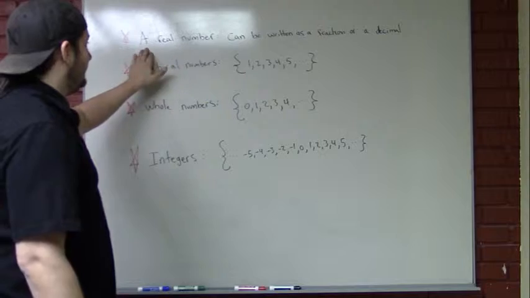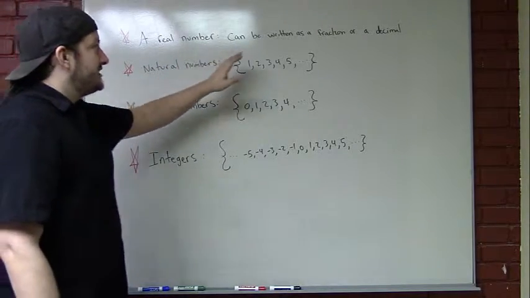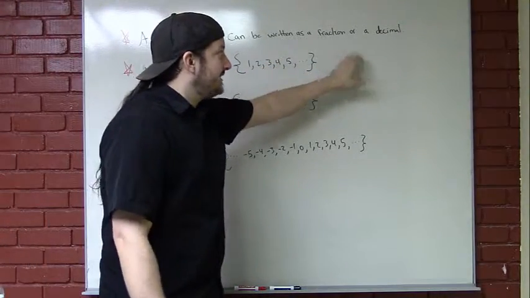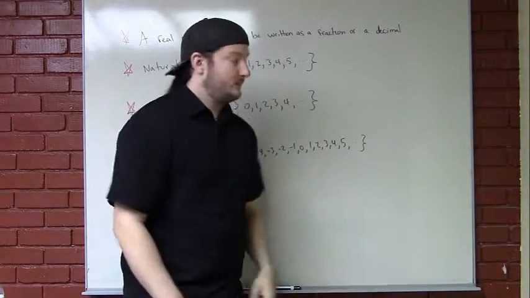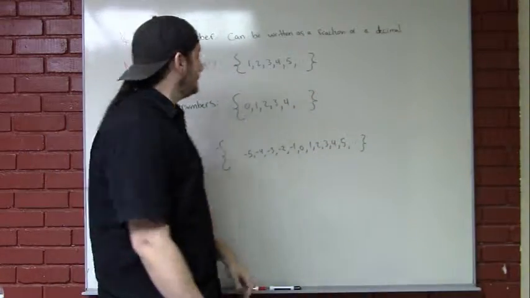Okay, so a real number. A real number is basically just a number that can be written as a fraction or a decimal. Okay, put that in your notes.